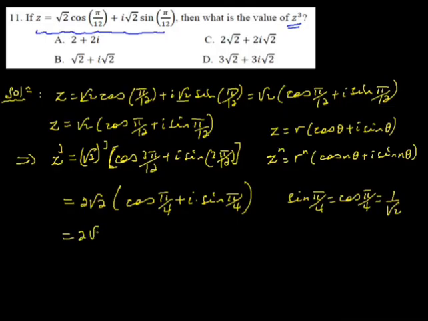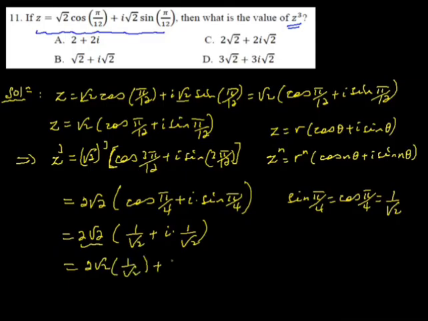So this becomes 2 root 2 into 1 over root 2 plus i times 1 over root 2. So distribute this into the bracket. The result becomes 2 root 2 times 1 over root 2 plus i times 2 root 2 times 1 over root 2. Now this root 2 will be cancelled out. The result becomes 2 plus 2i. So the given complex number z cube will be 2 plus 2i. Therefore, our answer will be A.